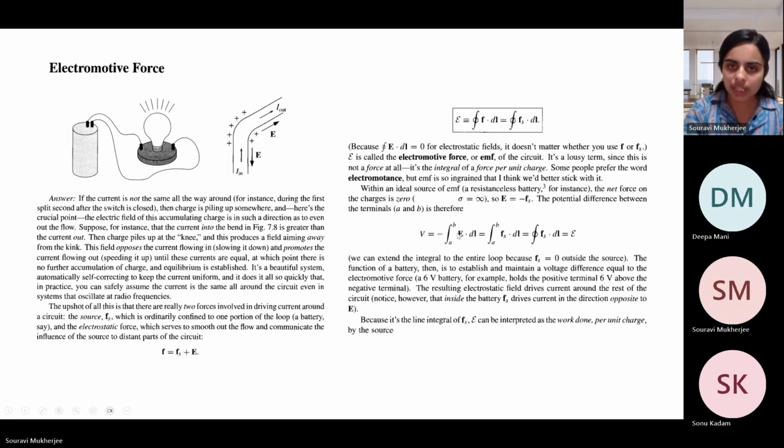Why are we talking about electromotive force? This EMF is something that will finally lead us to how changes in magnetic fields can lead to electric fields. We'll see how to reach there, right? So for now, we know that this is what EMF is, right? This integral is called EMF.